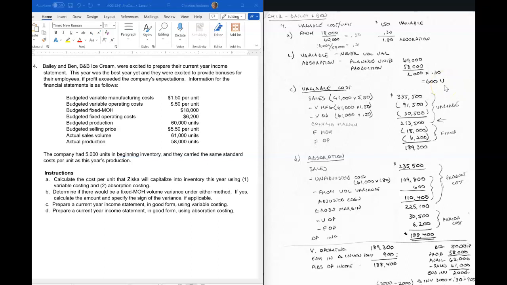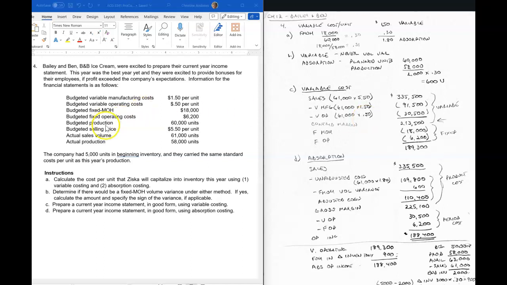All right, then the next one, prepare a current year income statement in good form using variable costing. I just want you to know that when you see me with calculations like this, I don't do this for my health. I'm not doing it just for you to explain where a number came from. This is good problem-taking technique. You'll catch mistakes this way. It'll keep you wired into the numbers. It's just a really good idea.